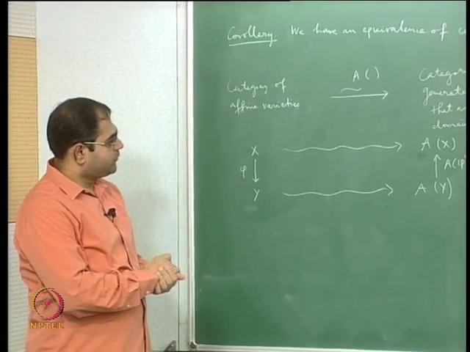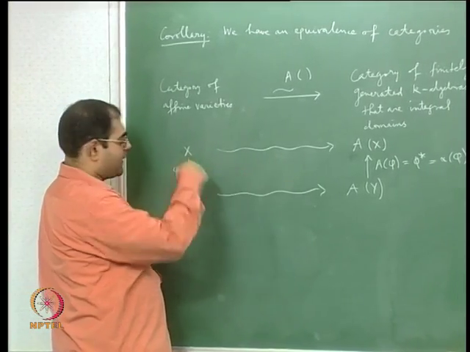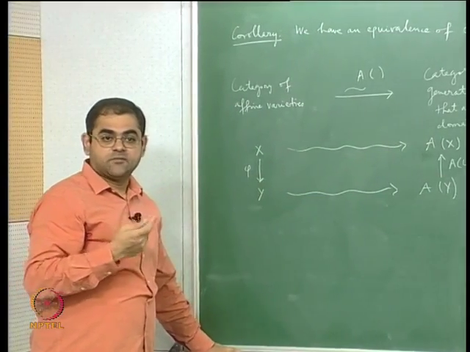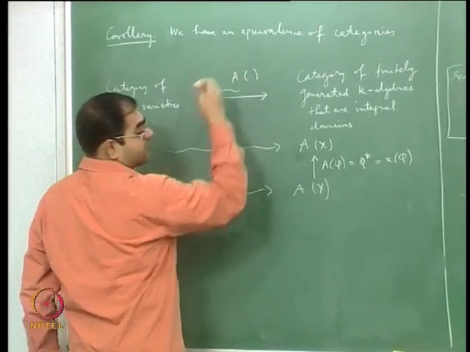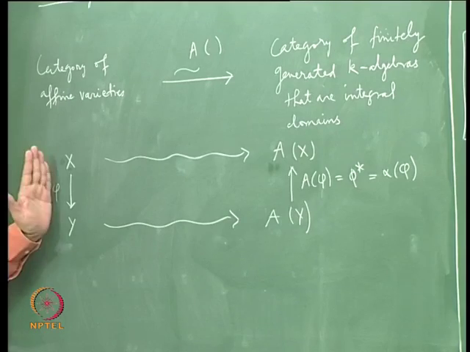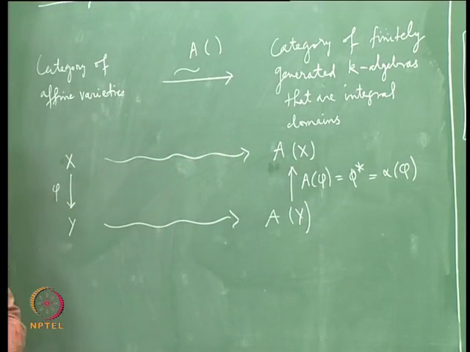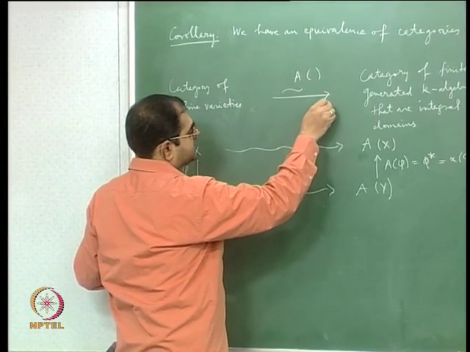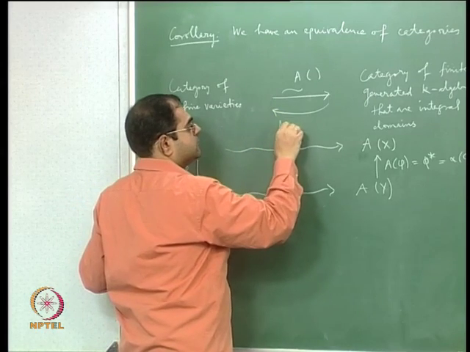And what's more, you should see that the arrows are reversed. An arrow in this direction gives rise to an arrow in the other direction because you pull back functions from the target to the source. So we say that A is a contravariant functor because it changes the direction of the arrows. An arrow in this category is converted into an arrow in the reverse direction in the target category. So it's called a contravariant functor. And what is the inverse functor in this direction? The inverse functor in this direction is given by Max Spec.